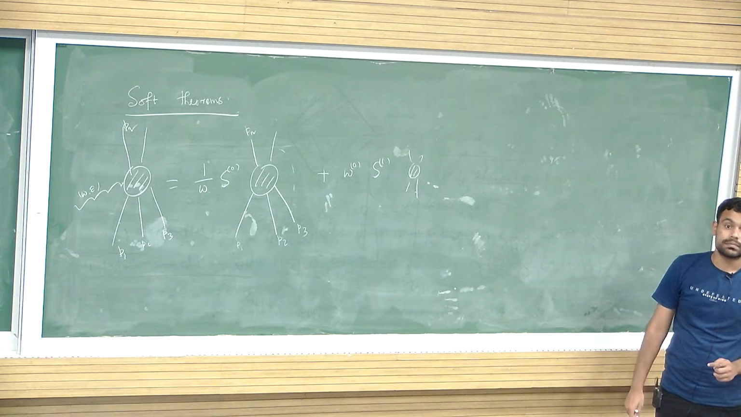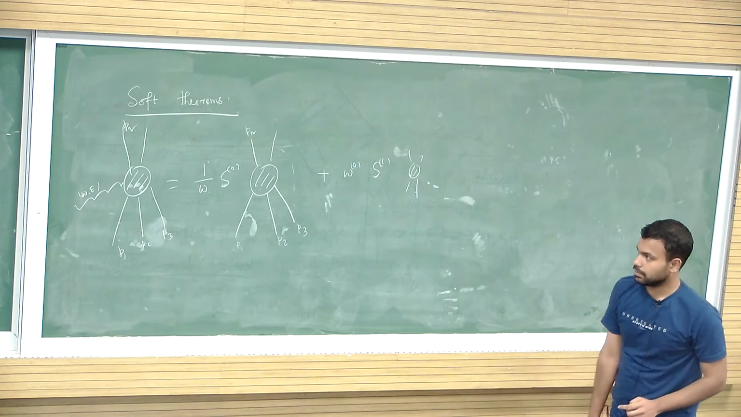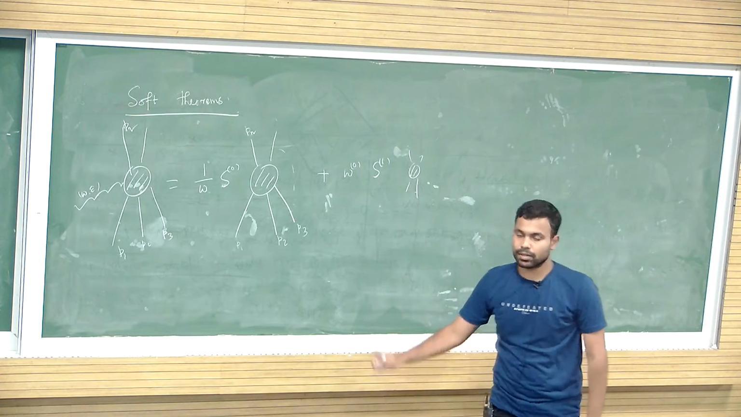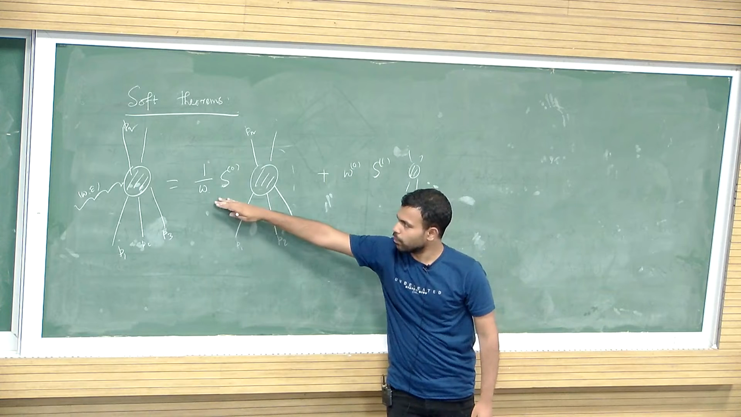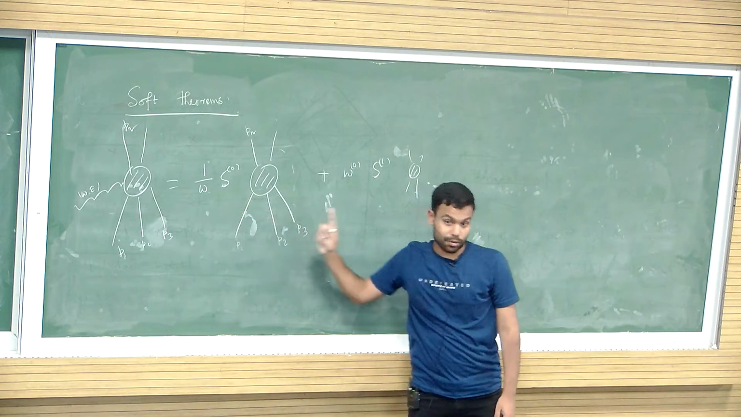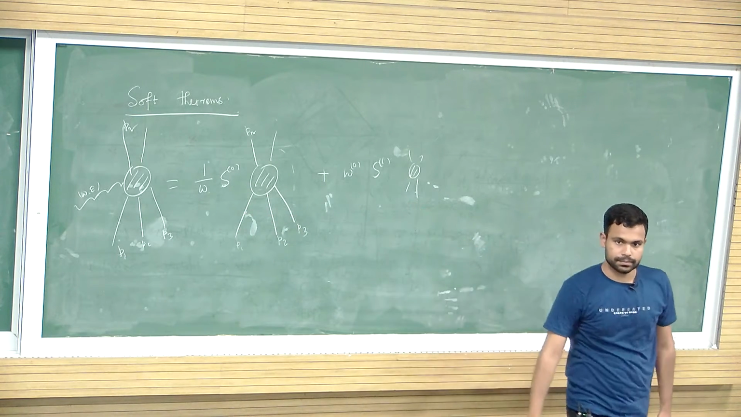Does this hold at tree level or at all loops? It's easy to prove at tree level. I think for this one over omega term, you can prove it at loop level. I don't know if you can prove this for loop level as well.